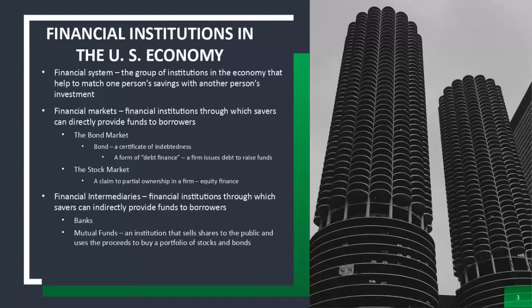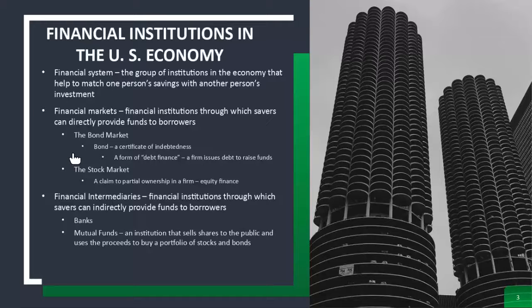So financial markets are the institutions through which savers can directly provide funds to borrowers. So the financial markets are these marketplaces in which these financial institutions operate. We have two key examples. We have the bond market and the stock market. The bond market is the market for bonds. So pretty self-explanatory, right? And this is a certificate of indebtedness.